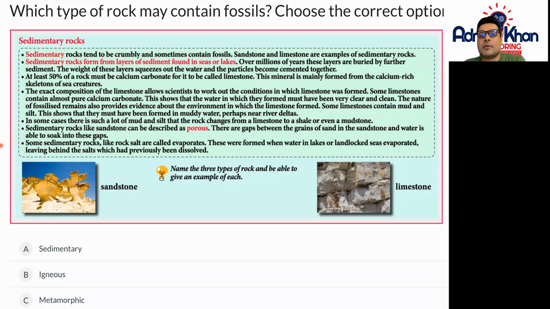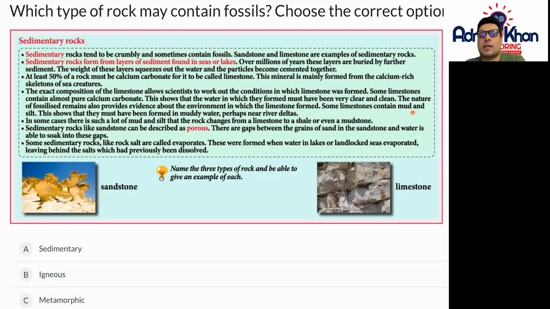Some limestones contain almost pure calcium carbonate. This shows that the water in which they formed must have been very clear and clean. The nature of fossilized remains also provides evidence about the environment in which the limestone formed.